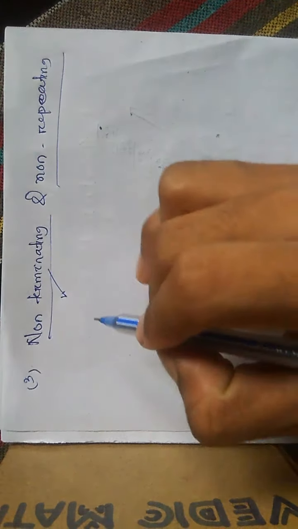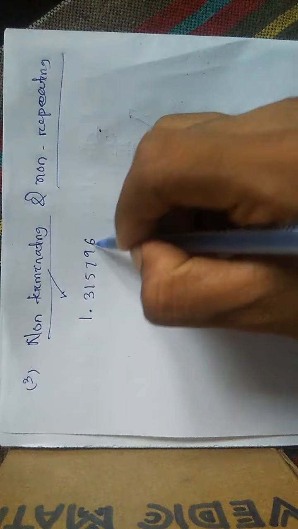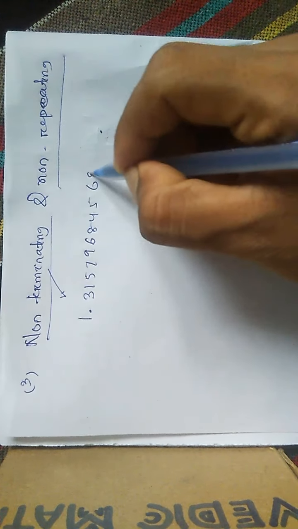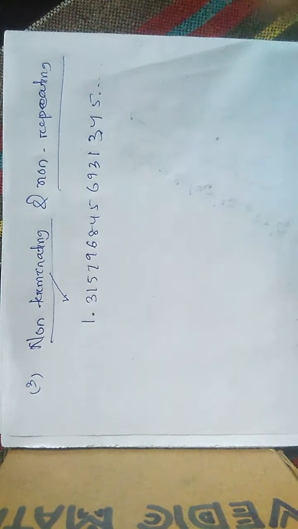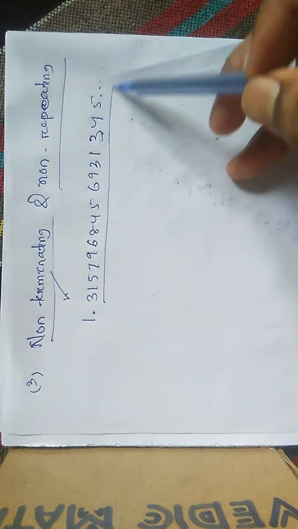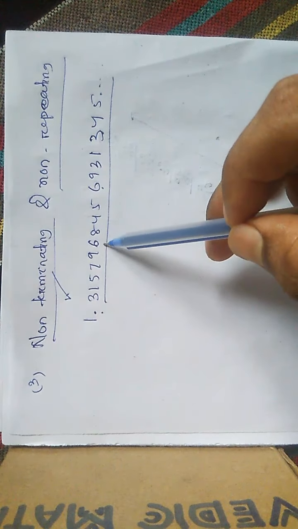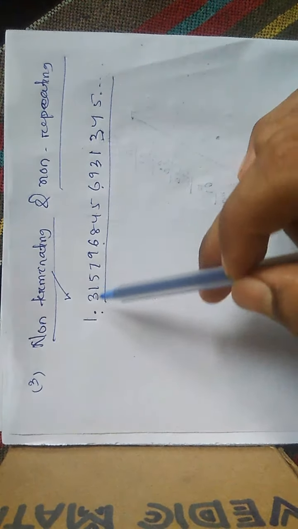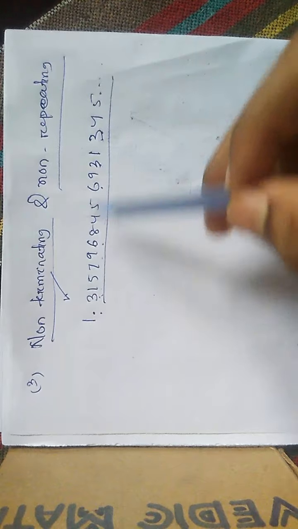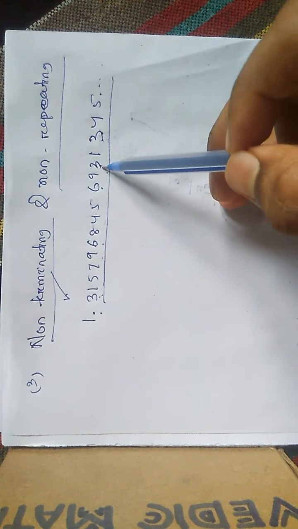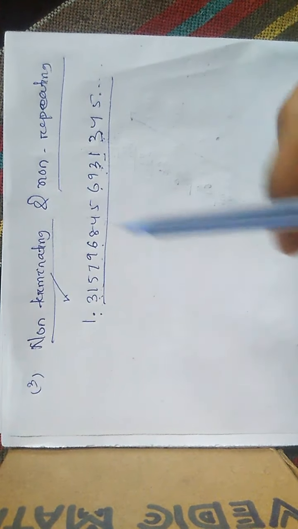Suppose I am writing 1.315796845693134 dot dot dot. Now you can see in this type of decimal expansion, after the decimal place, though the number 6 is repeating and the number 3 is repeating, they are not repeating at a regular interval. Between these two 3s there are many numbers, but between these other two 3s there is only one number. That means the numbers are not repeating in a pattern here.